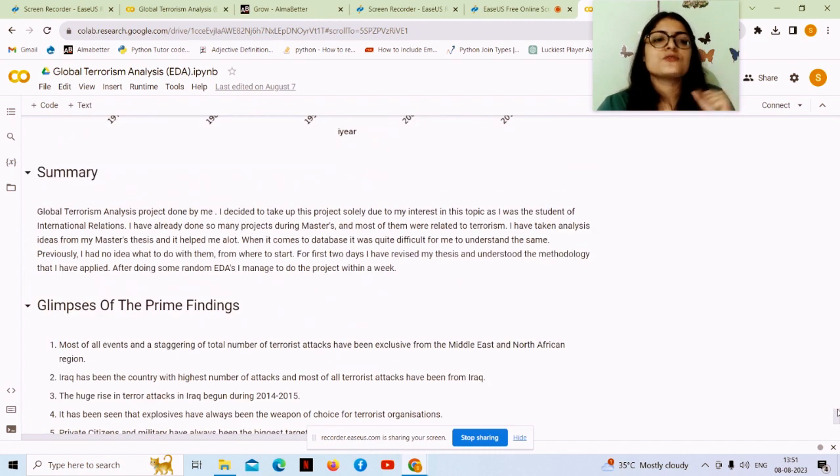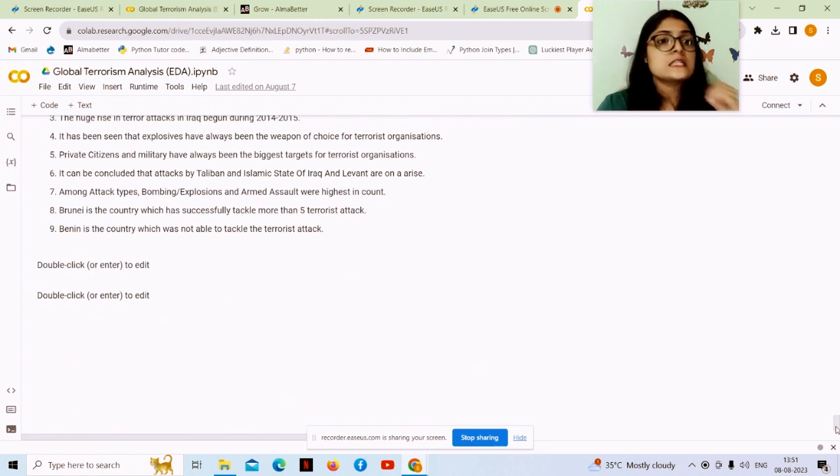Most of the events and a staggering share of total terrorist attacks have been exclusively from the Middle East and North African region. Second, Iraq has been the country with the highest number of attacks. The huge rise in terrorist attacks in Iraq began during 2014 to 2015, and explosives have always been the weapon of choice for terrorist organizations. Private citizens and the military have always been the biggest targets of terrorist organizations.